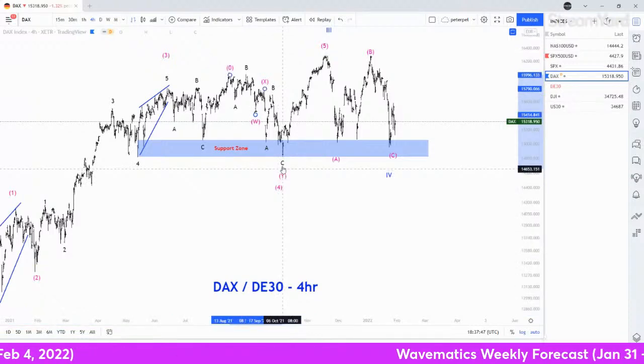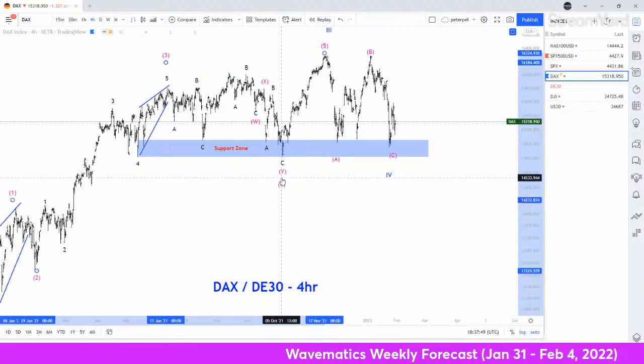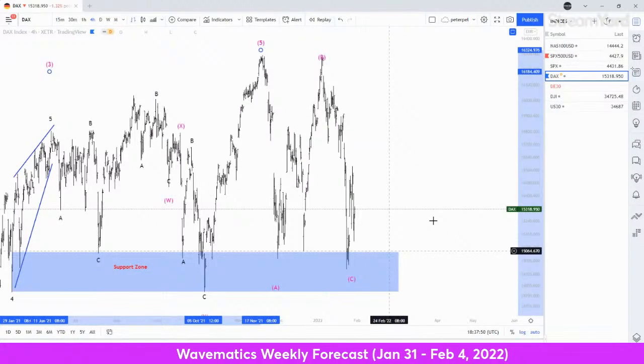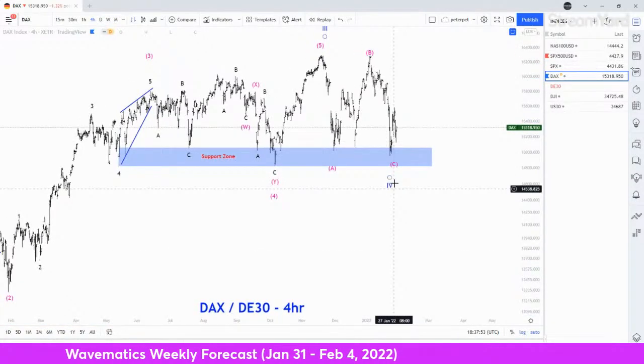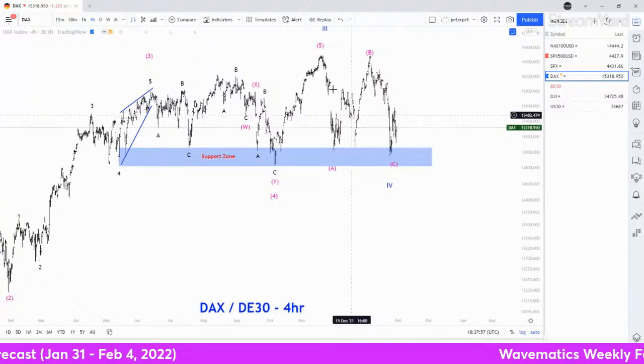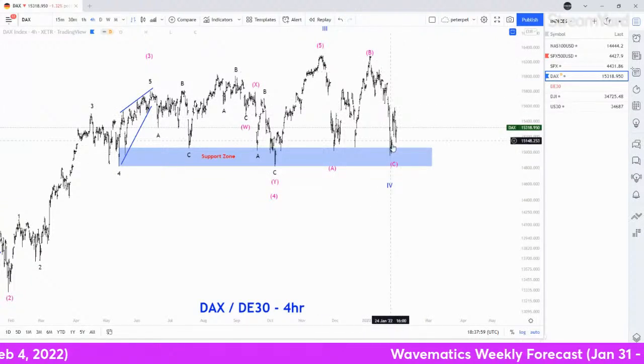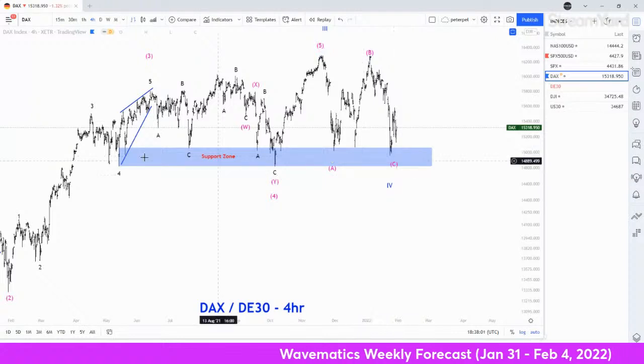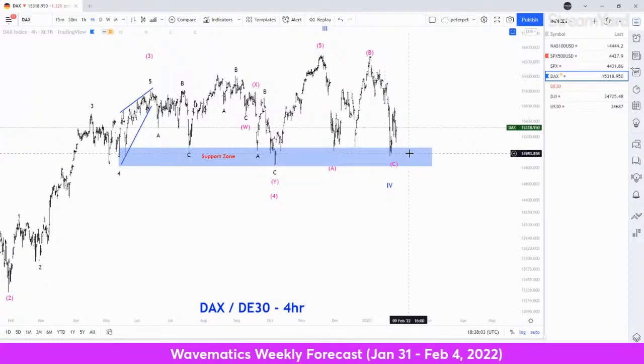I think I need to change this color, but for wave 4 and wave 5. So this is the correction that is confusing a lot of people. There are two scenarios the way you can count this particular correction, but as it stands now, we are looking at an ABC inside this strong support zone that has been happening.